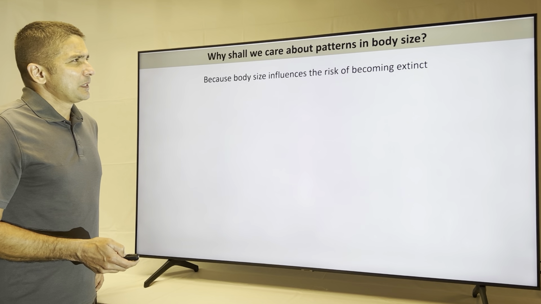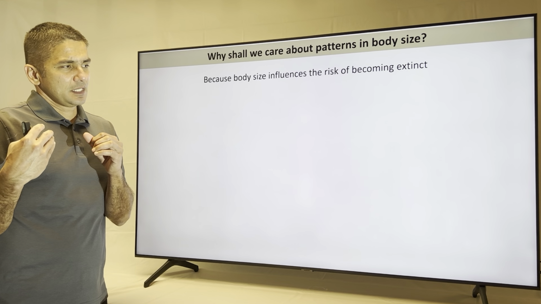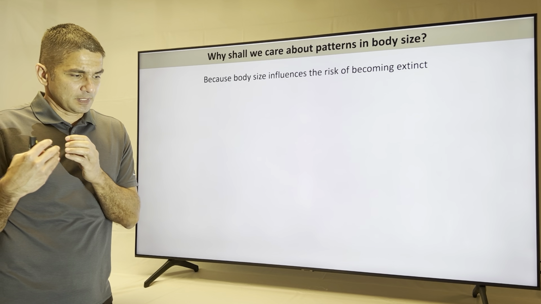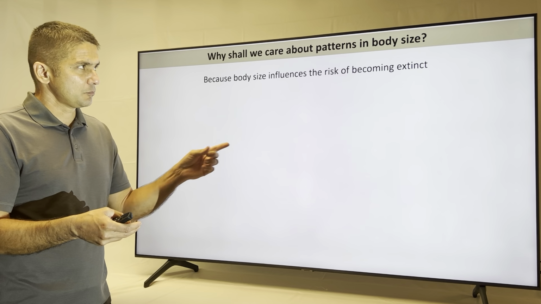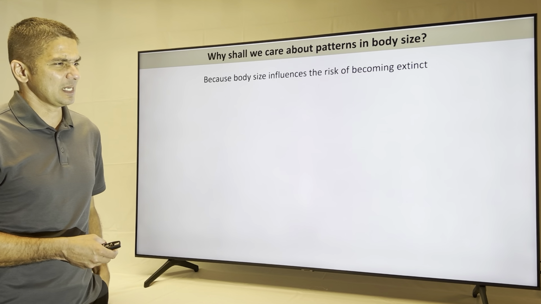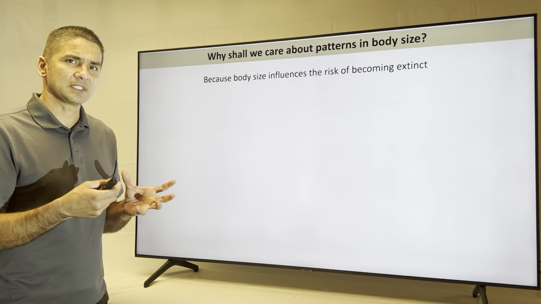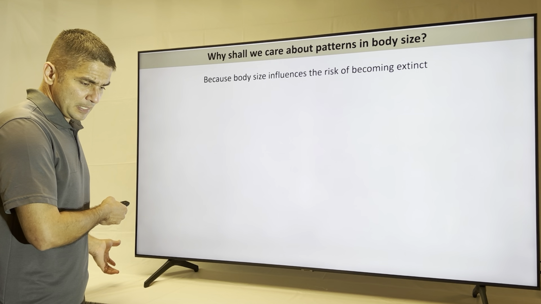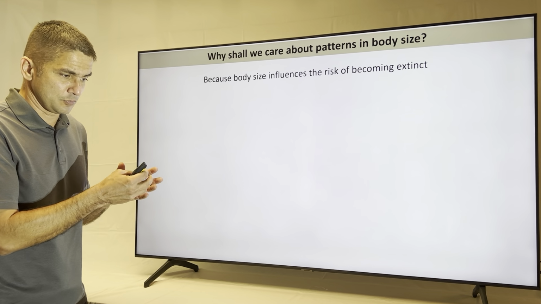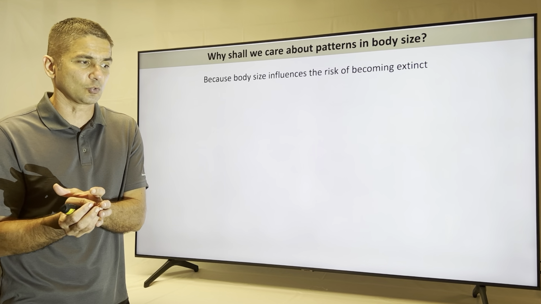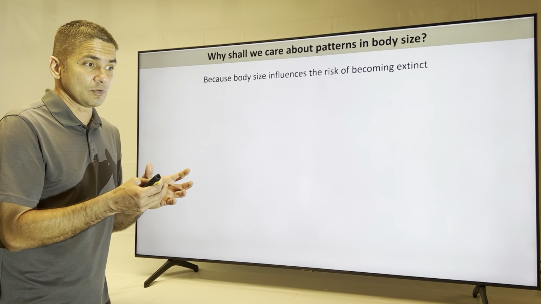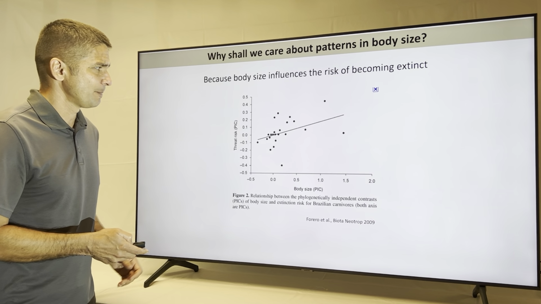Now, as we did with species richness, when I finished that chapter, I explained to you why it is important for us to study species richness. We're going to be doing the same thing here to understand why it is important for us to understand body size. We already established in this lecture that one of the consequences of you becoming smaller is that you also produce fewer offspring with less capacity to survive. So that alone is a negative consequence of the species becoming smaller.